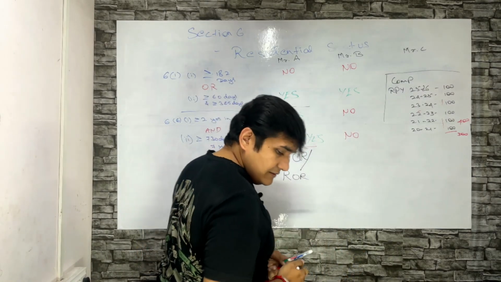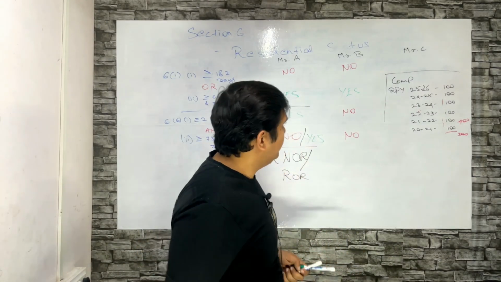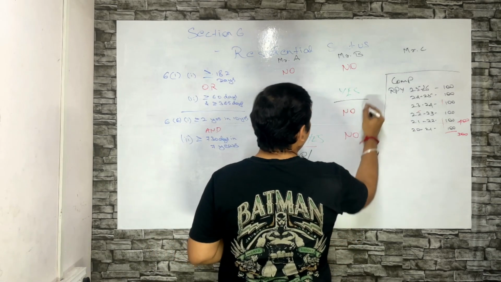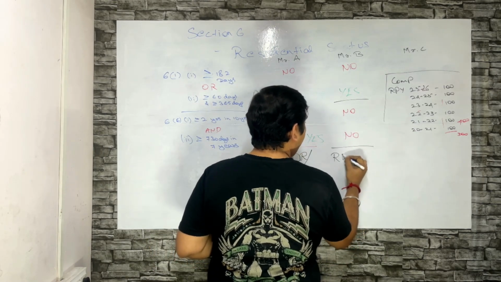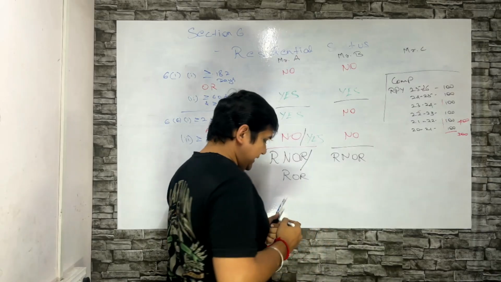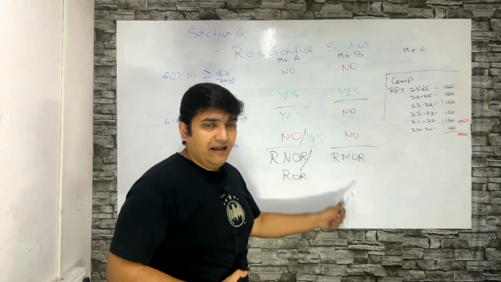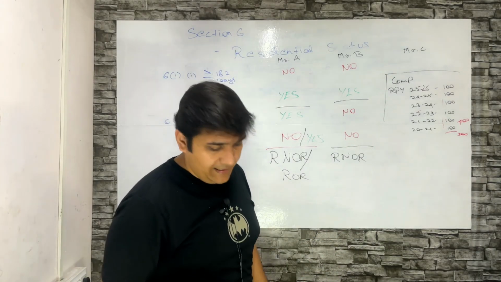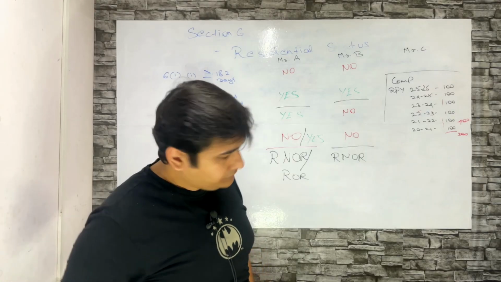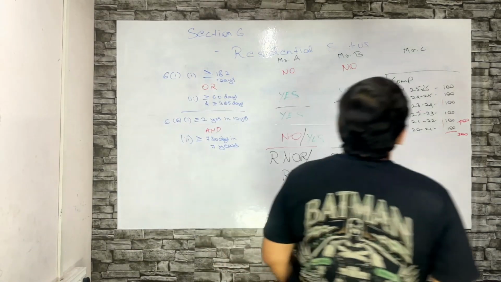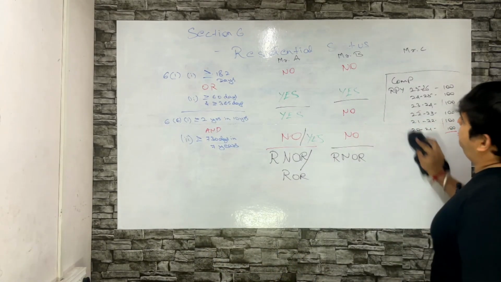In this case, Mr. B is clearly resident and not ordinarily resident. Right? Moving on to Mr. C.